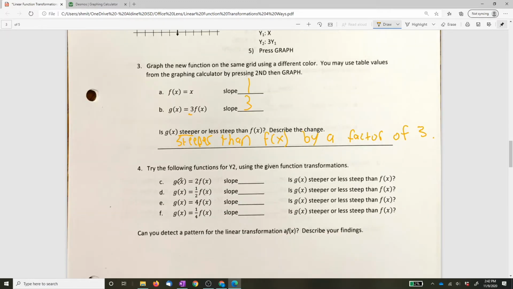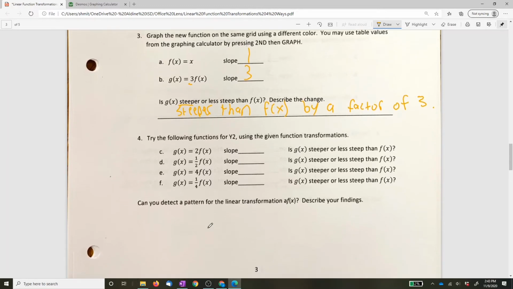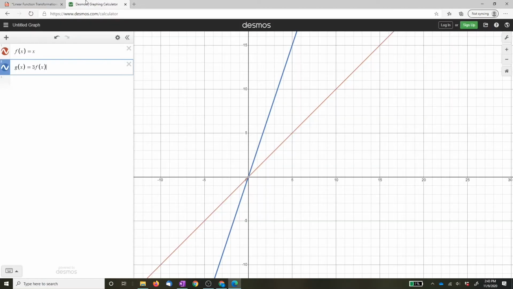Okay, so in these next examples, we're going to be keeping g of x, and we're just going to be changing what's in front of f of x, what the scale factor is. We're going to change the scale factor, and then we're going to see if there's a pattern. So I'll do D and E for you. D said 1/2.